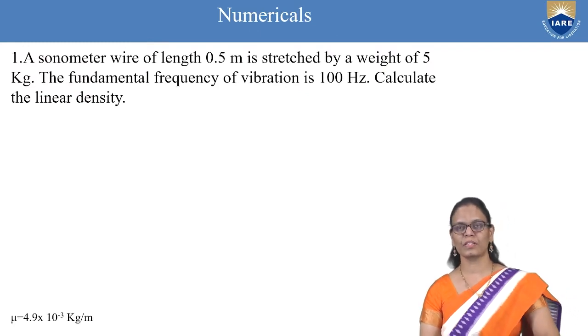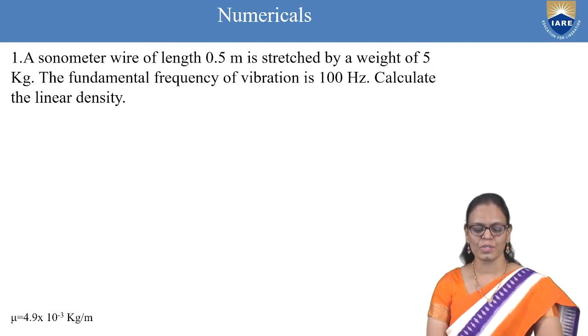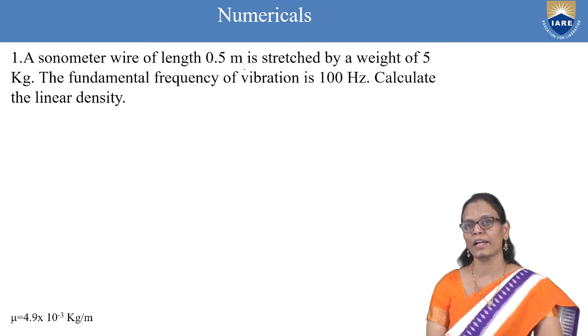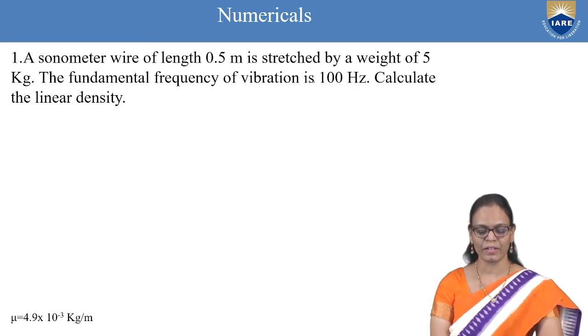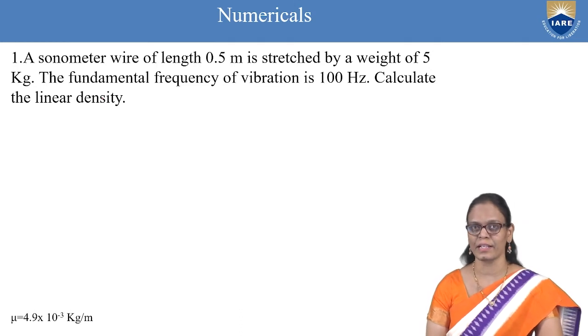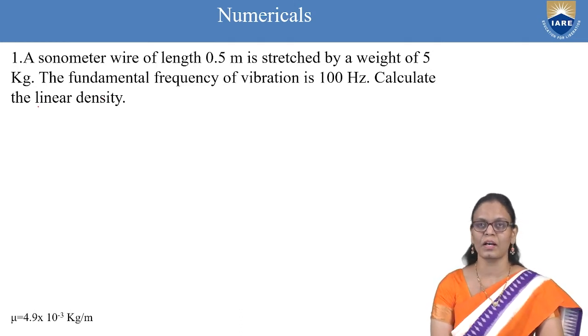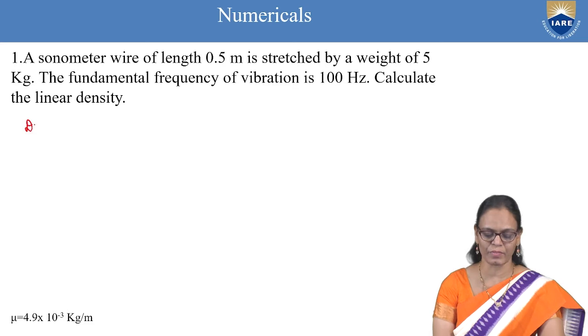Now let us start with the numerical. A sonometer wire of length 0.5 meter is stretched by a weight of 5 kilogram. The fundamental frequency of vibration is 100 Hertz. Calculate the linear density. So first let us write the data given. What is the data given?